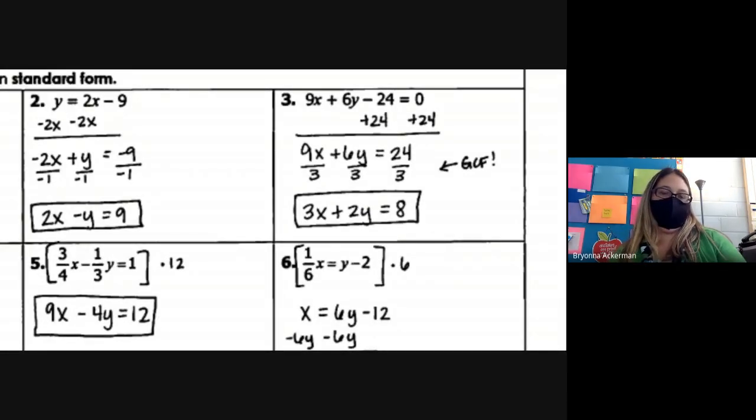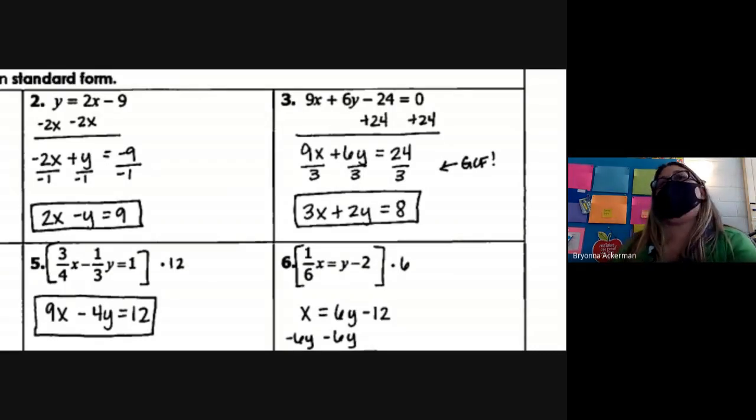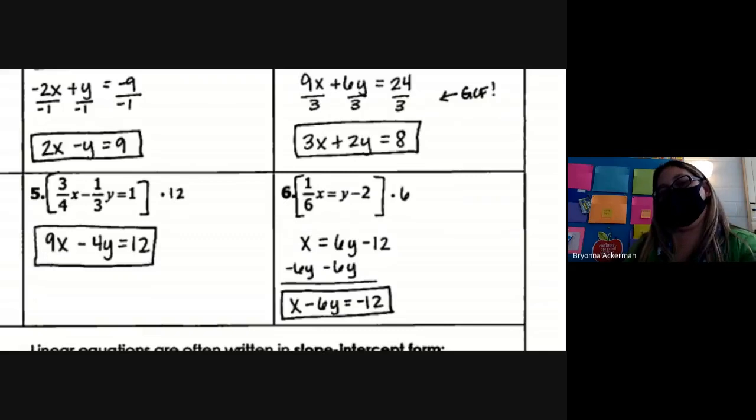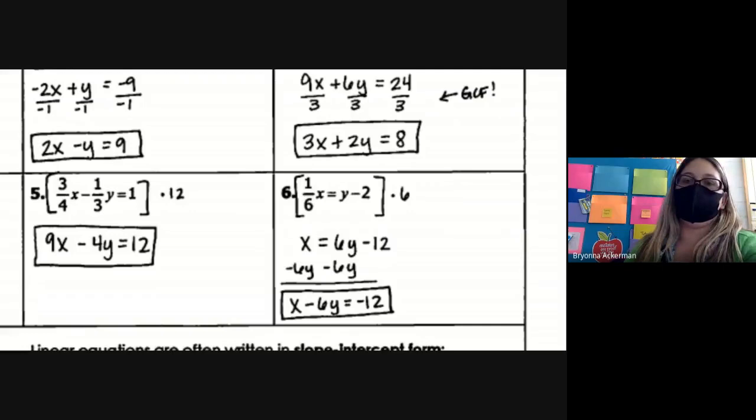Okay? 6 times 1/6 is 1. So we just get x. Y times 6 is 6y. Negative 2 times 6 is negative 12. Okay, now we need x's and y's on the left. So I'm going to subtract 6y from both sides. And so I'm left with x minus 6y equals negative 12. Yes or no?